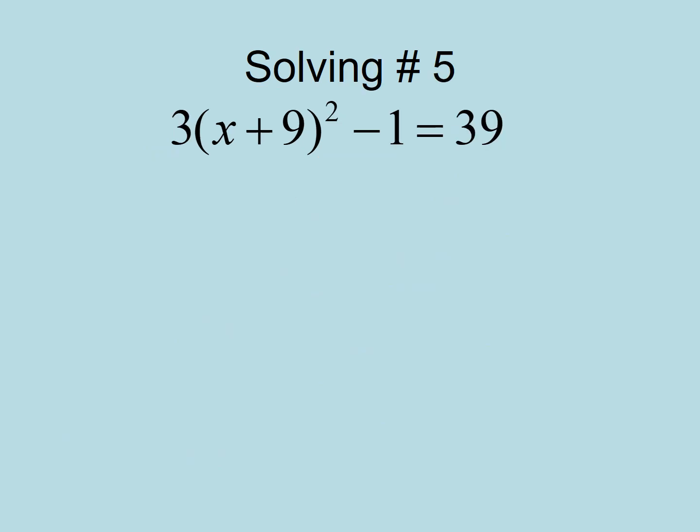And number 5, holy cow, there's a lot going on in this one. So we're going to have to make sure we're diligent in doing the steps in the correct order, or else we're going to mess up and not get the right answer for x. When you see an equation like this, where x is inside a set of parentheses getting squared and there's a bunch of other stuff happening to it, we need to get this parentheses (x + 9) squared alone first. That's my first goal.